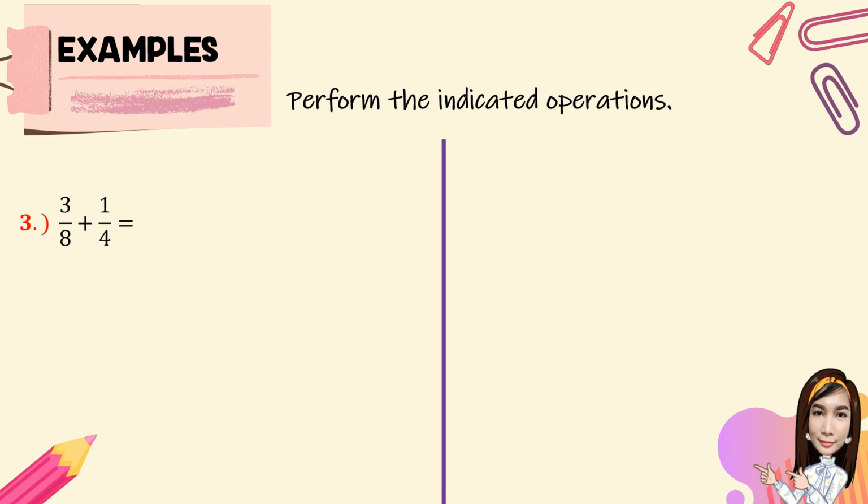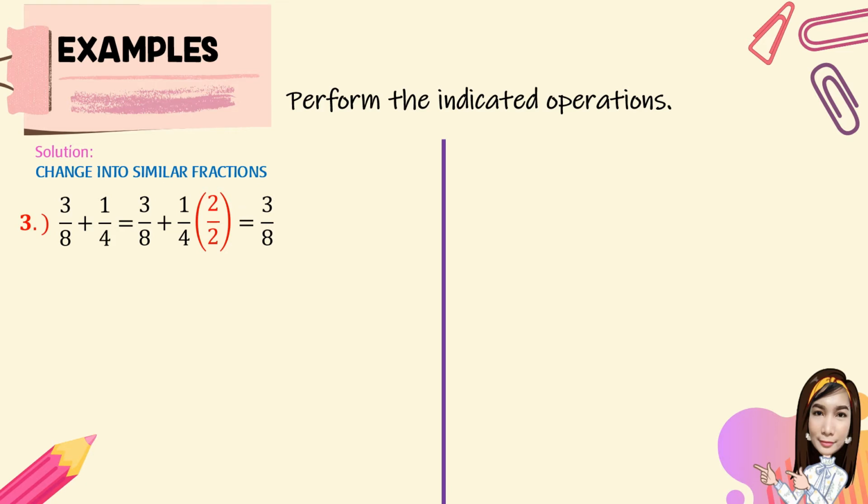For number 3, we have 3 over 8 plus 1 over 4. For the solution, change into similar fractions. Here, we just copy 3 over 8 plus 1 over 4. We're going to multiply both numerator and denominator of 1 over 4 by 2. So first, we have 3 over 8 plus, multiplying numerator times numerator, denominator times denominator, 1 times 2 is equal to 2, 4 times 2 is equal to 8.